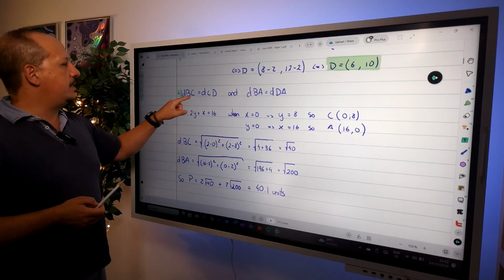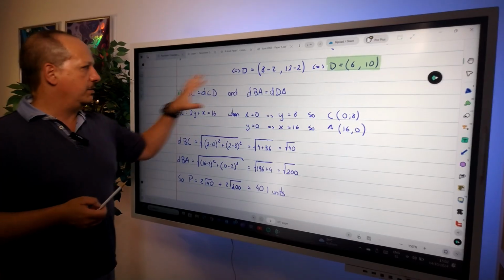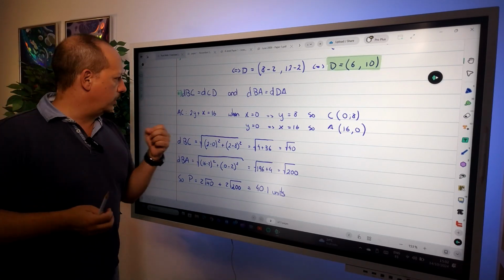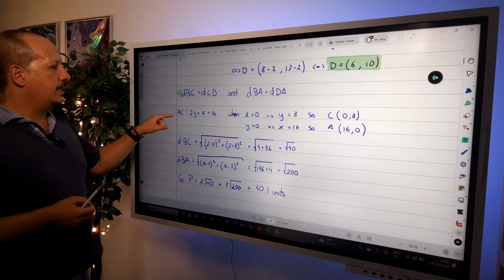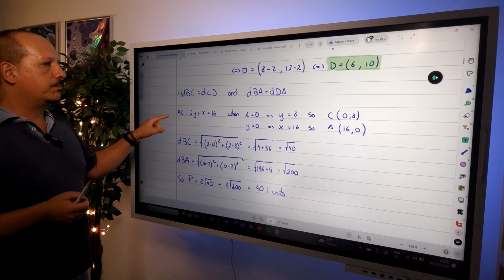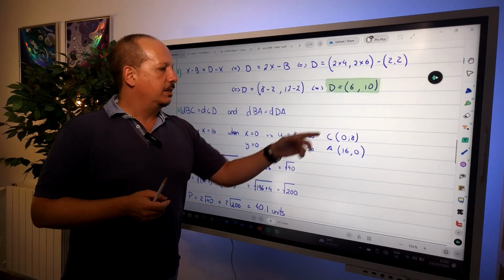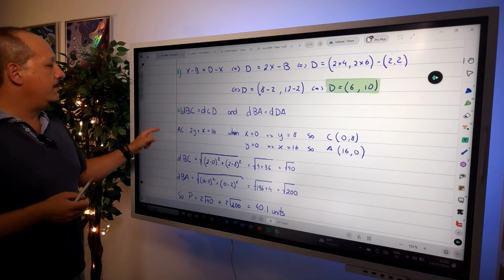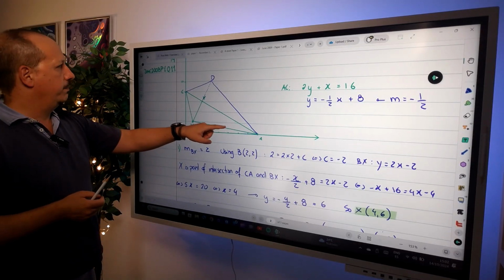First, the distance BC equals the distance CD, and BA equals DA. You need to write this down to prove what you are doing eventually when you double the values. We first needed to get, we didn't have them yet, the values of C and A for the line AC over here.